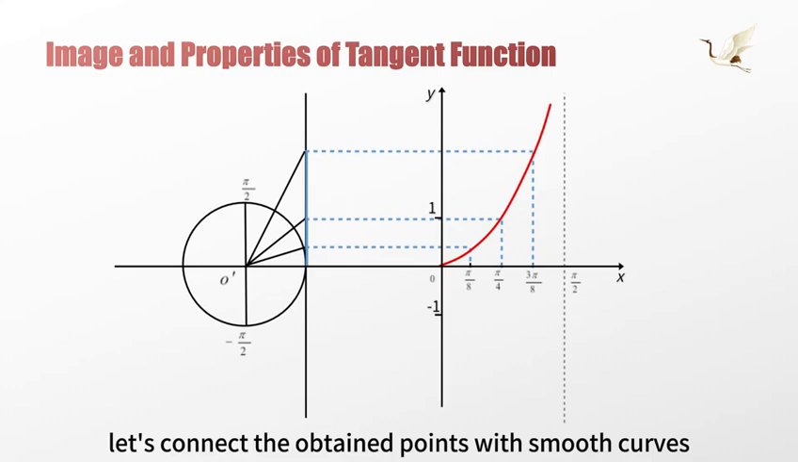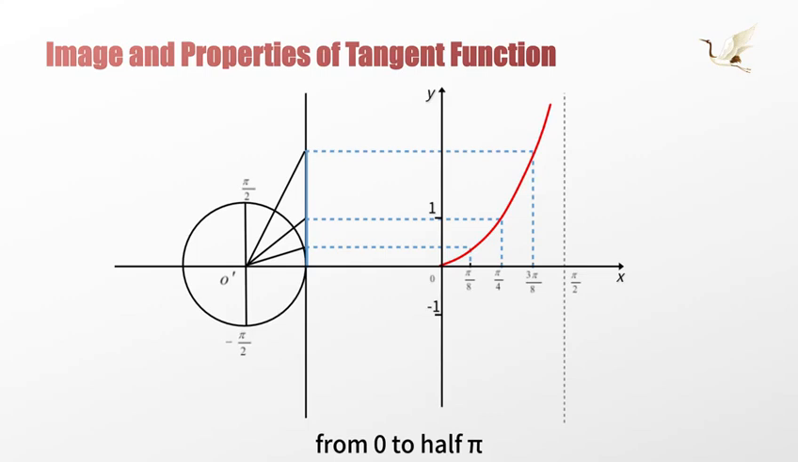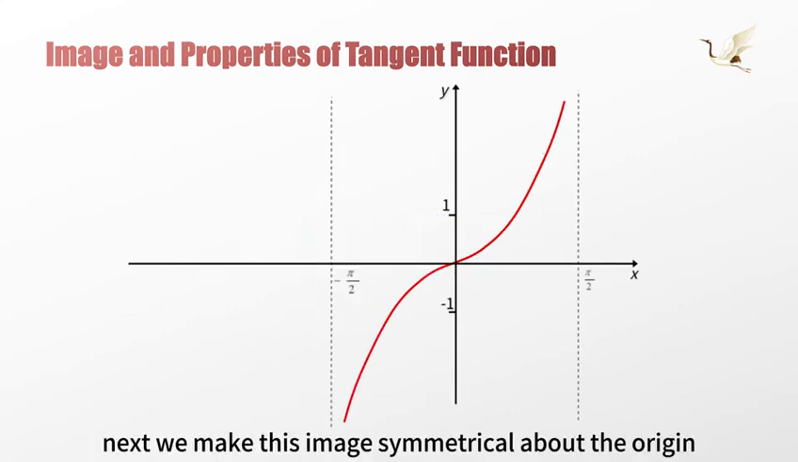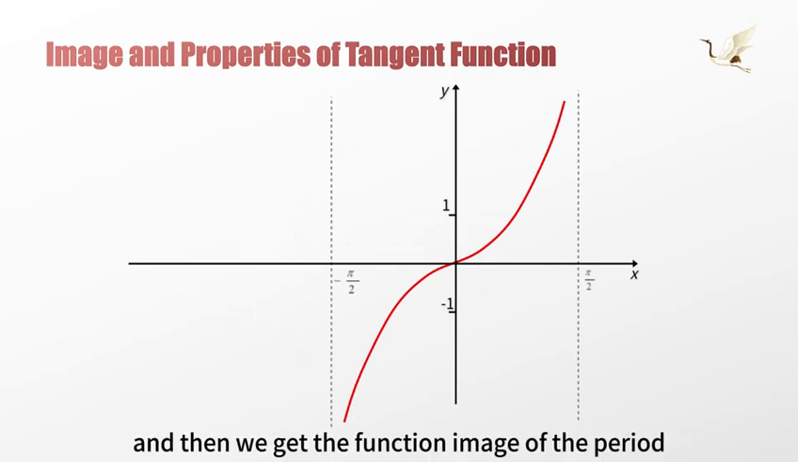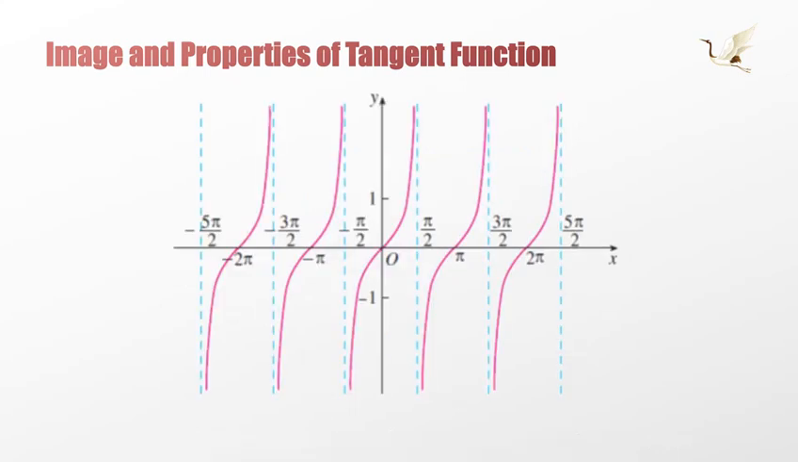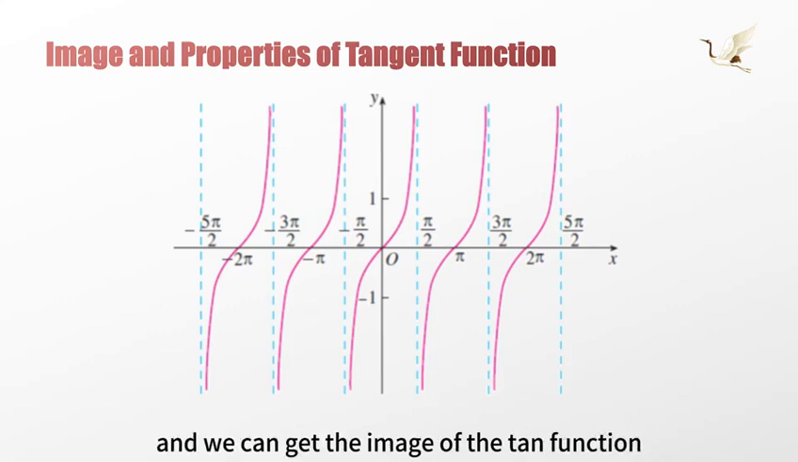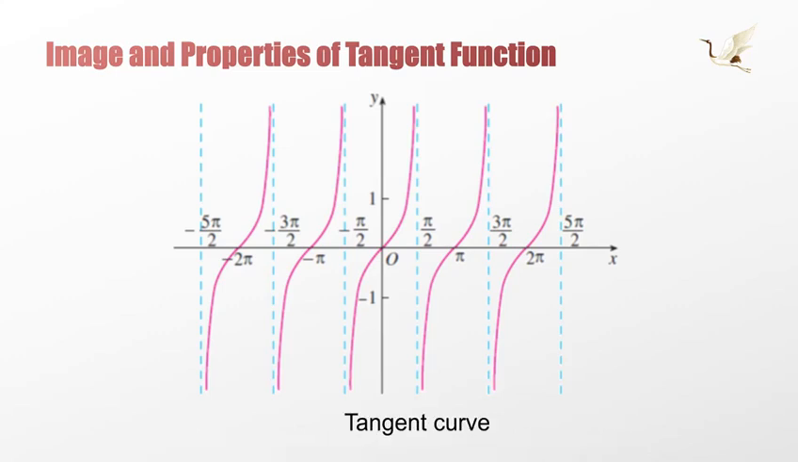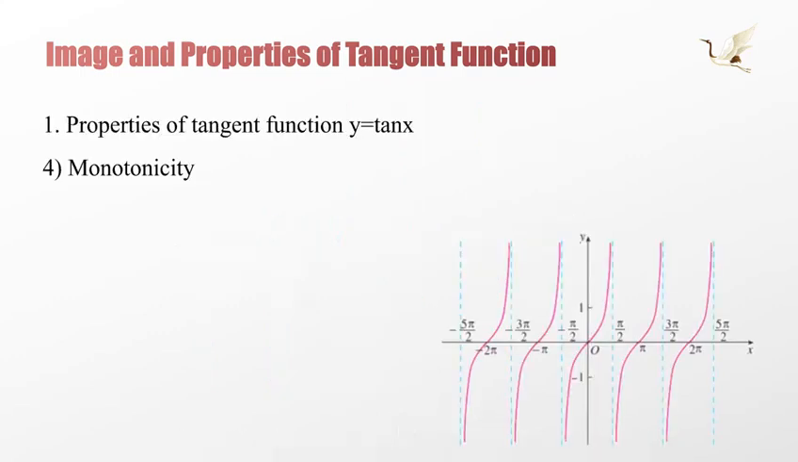Let's connect the obtained points with a smooth curve, so we get the image of the tangent function from 0 to half pi. Next, we make this image symmetrical about the origin to get the image from negative half pi to 0, and then we get the function image of one period from negative half pi to positive half pi. Then we translate the image to the left and right, and we can get the image of the tangent function in the definition domain. The image of the tangent function is called the tangent curve. We get the image of the tangent function, so we can more intuitively study the properties of the function.